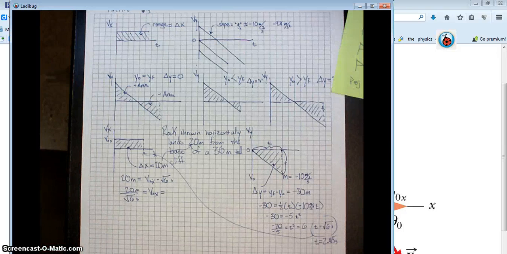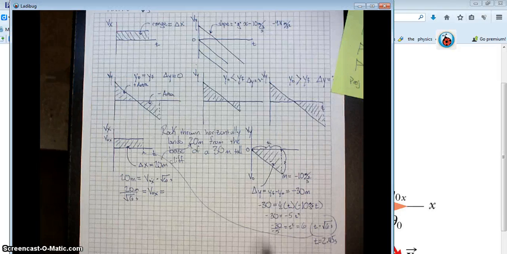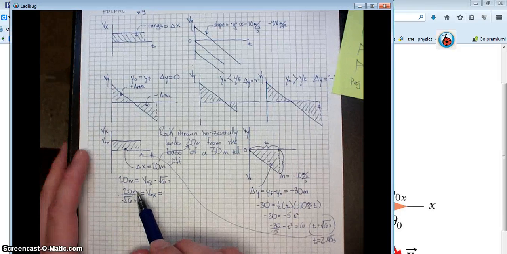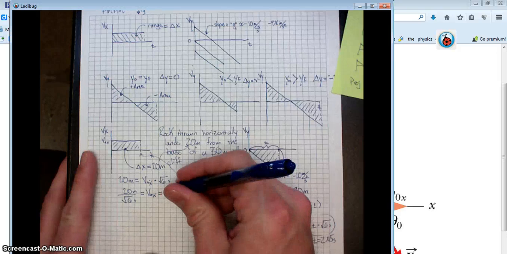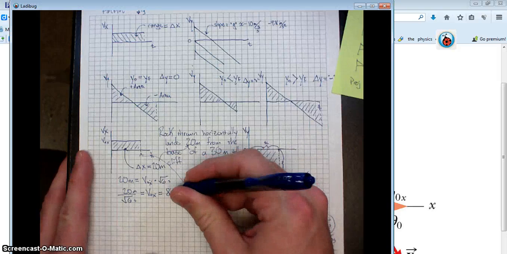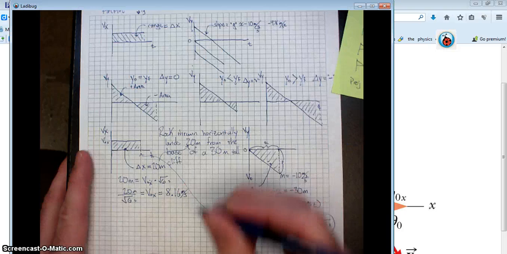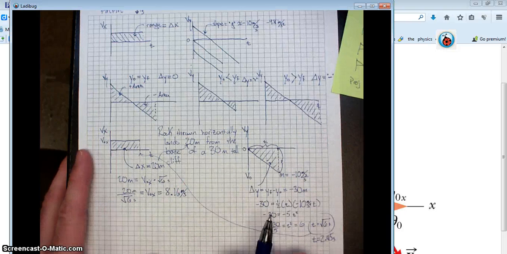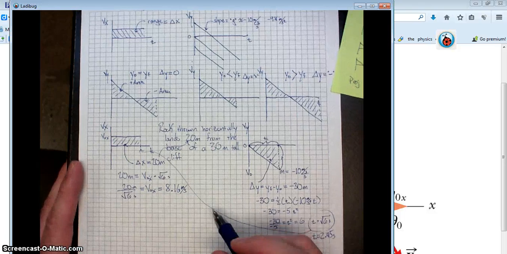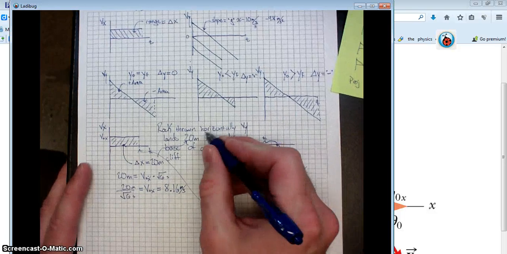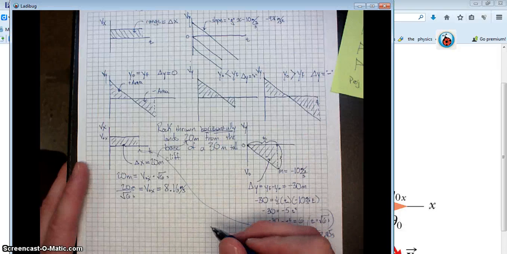Alright, so root 6 is 2.45 seconds. Come back over here with that. 20 meters divided by 2.45 seconds. We're going to get something in the ballpark of 8.16 meters per second. So that would be the initial velocity that this thing was thrown at. So that's one problem type. That's where the problem says something specifically about it being thrown horizontally.